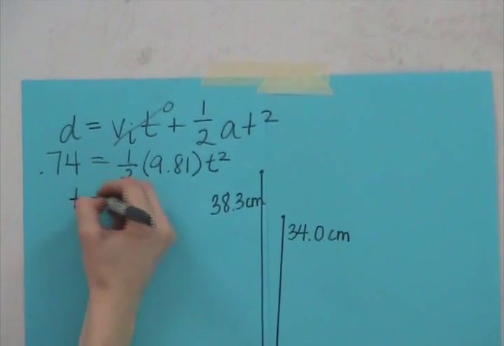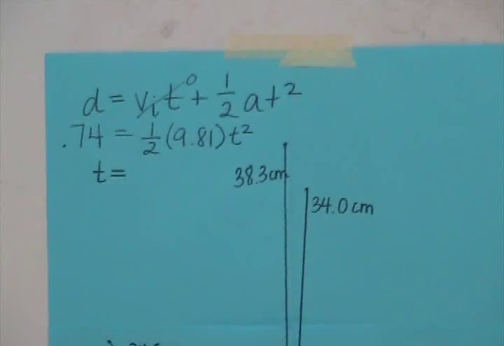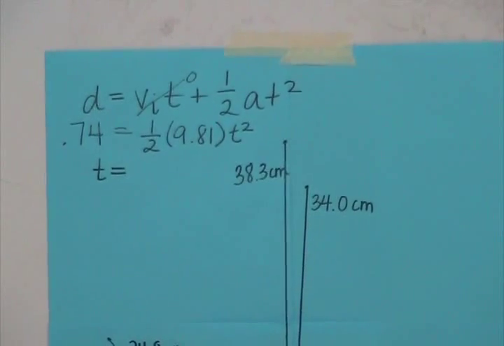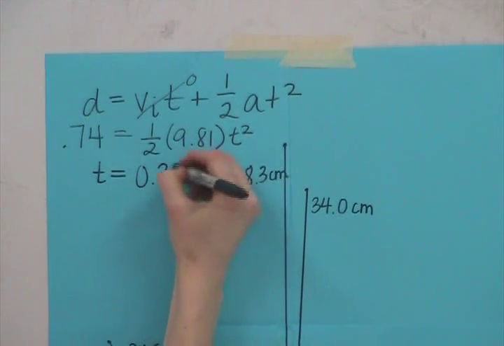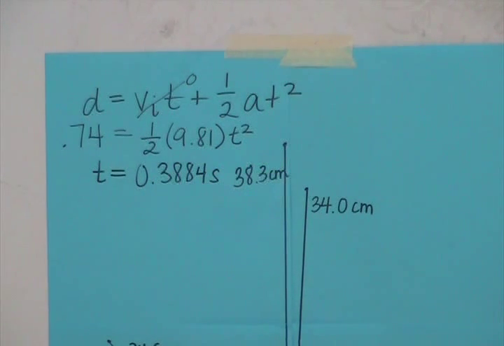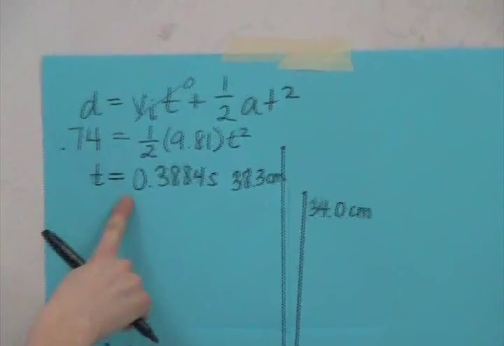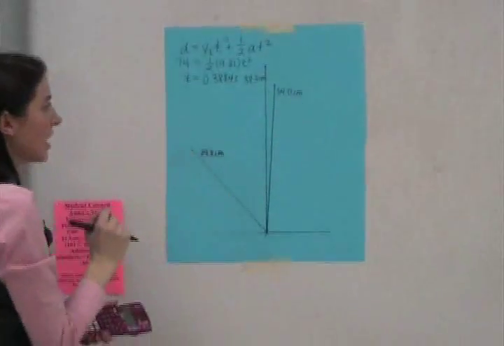So solving for t in this equation, we get t equals 0.3884 seconds. And I'm not going to round these numbers too much because we don't want to have the rounding contribute to our error in this experiment. So here we have the time that it took the ball to land on the floor, and that's the same time that we'll use for all 3 of these.